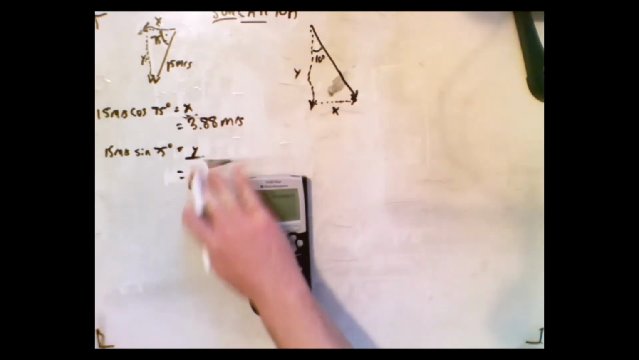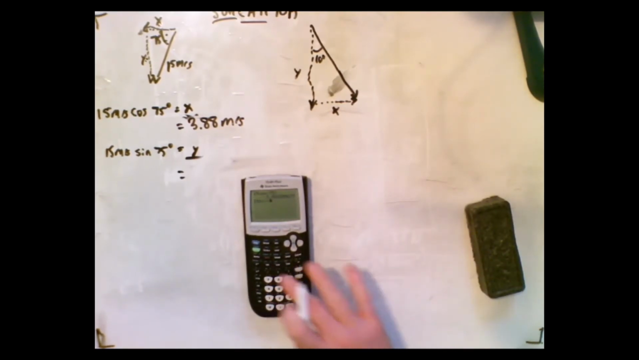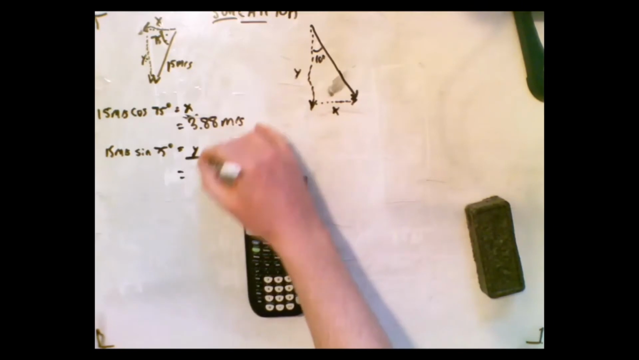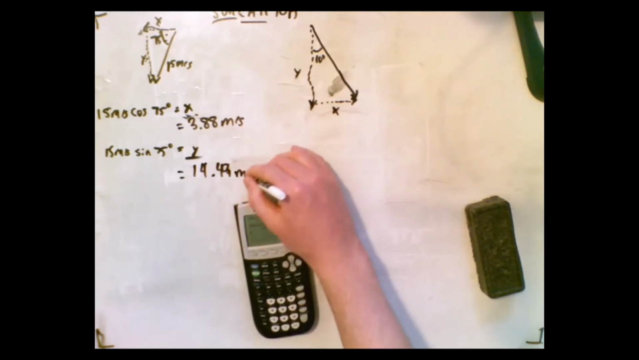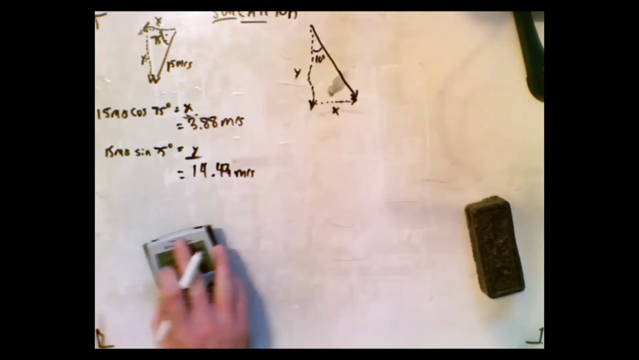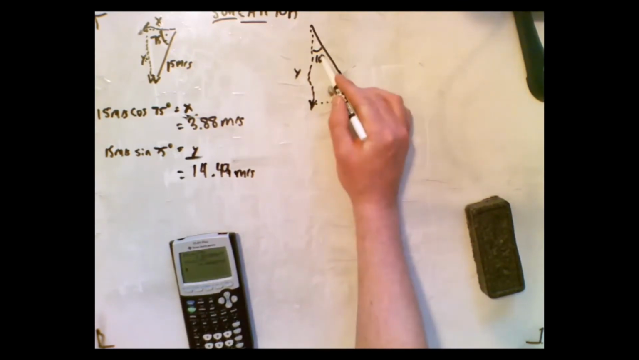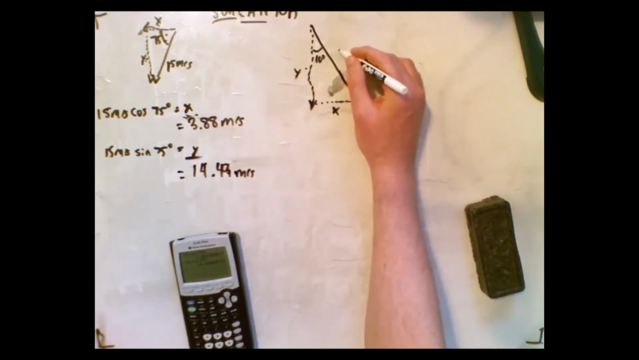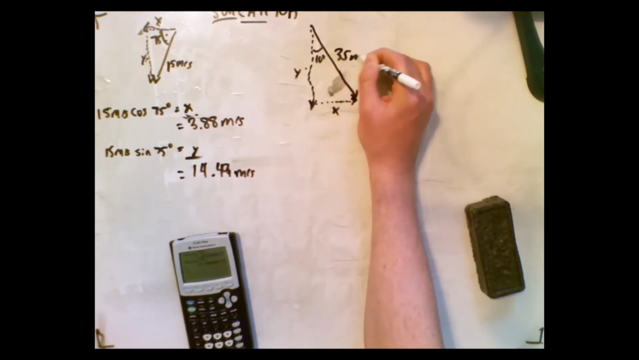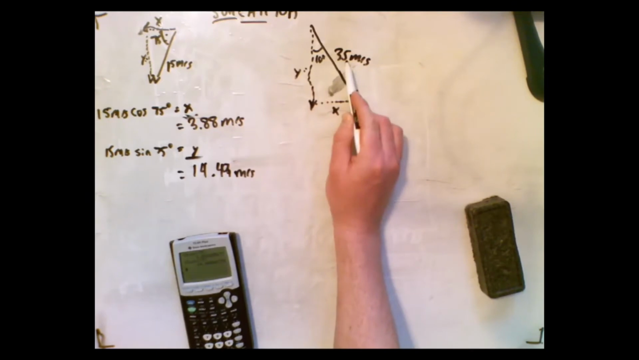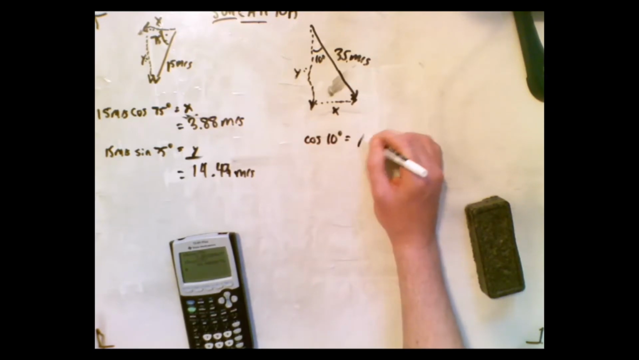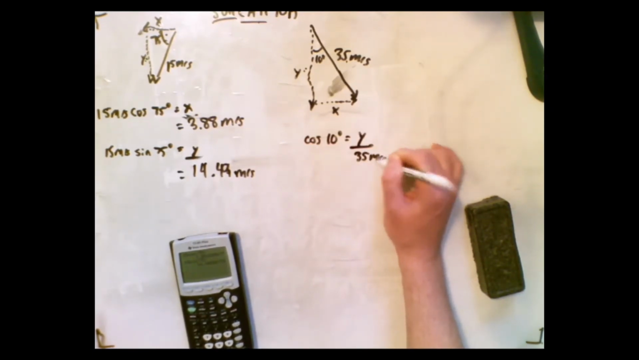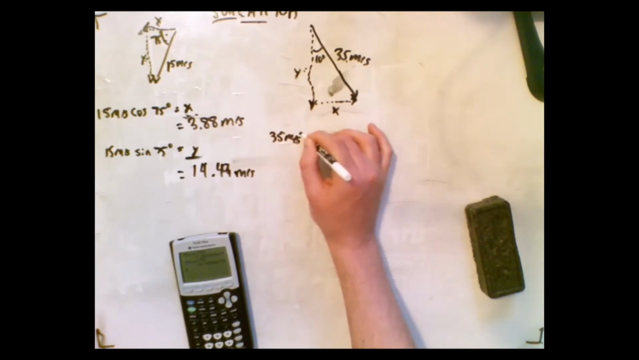And then my Y, I just have to go 15 sine 75, and I get 14.49. You're not supposed to round, but I'm going to show you why I'm rounding later. Okay, with this one, we have adjacent. Oh, I forgot to fill in this side here. So this is 35 meters per second. So for Y, we have adjacent and hypotenuse, which is cos. So cos of 10 degrees is equal to adjacent, which is our Y, over 35 meters per second. So move that 35 meters per second up there.